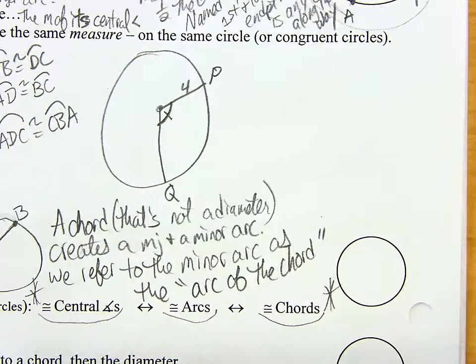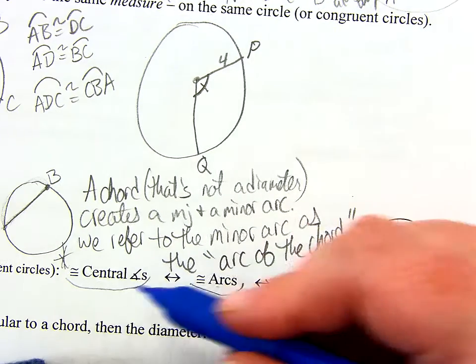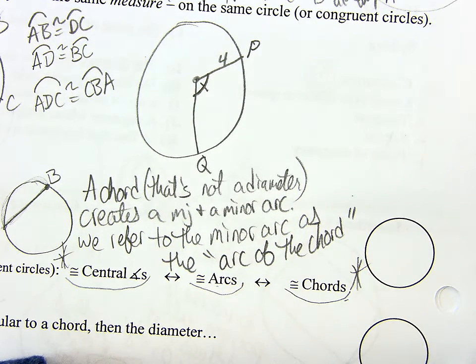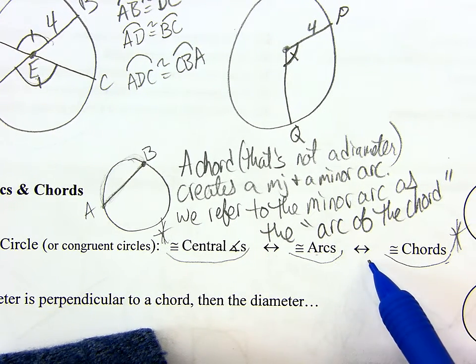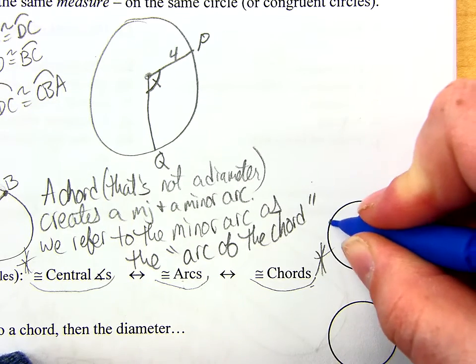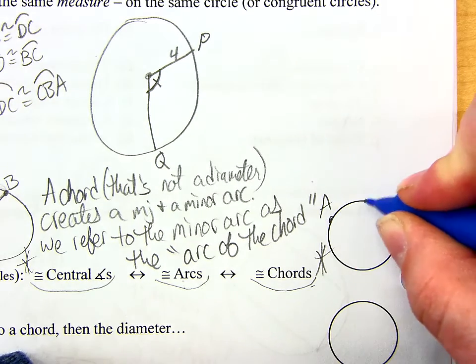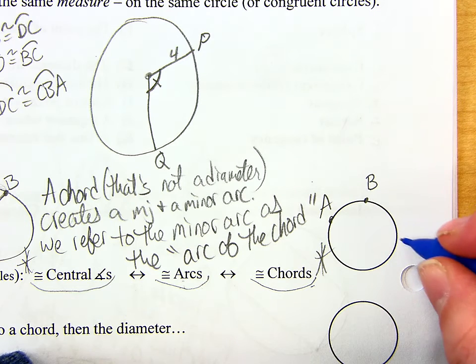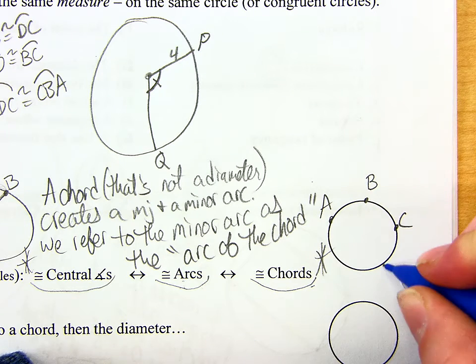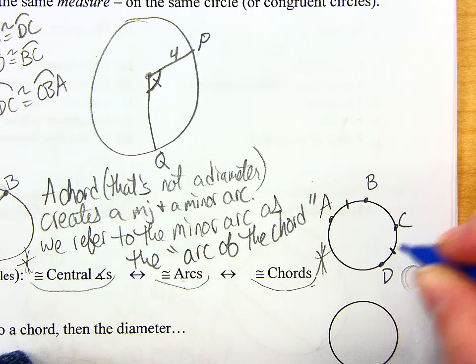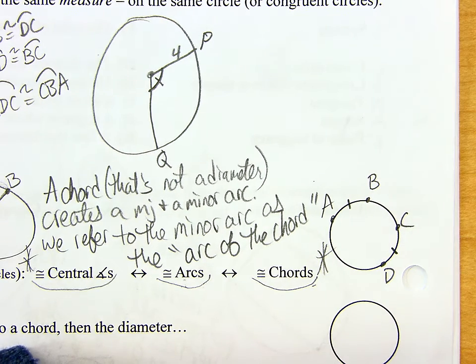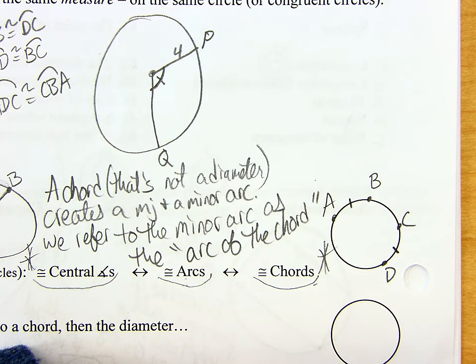If I have any one of these three, I get the other two, is basically what it's saying. See how the arrows are double-headed? So let's just say I know I have two congruent arcs. Let's start with that, using this circle here. Say I have arc AB, and over here I have arc CD, and I know that this arc is the same length as that arc. Let's say I'm given that information, okay?